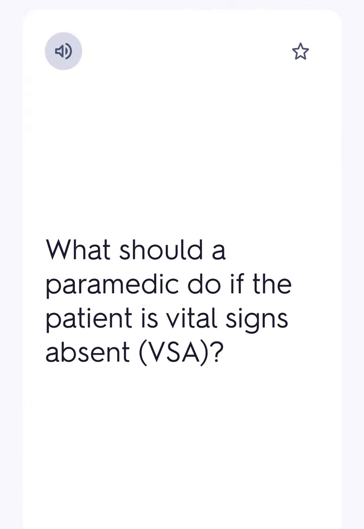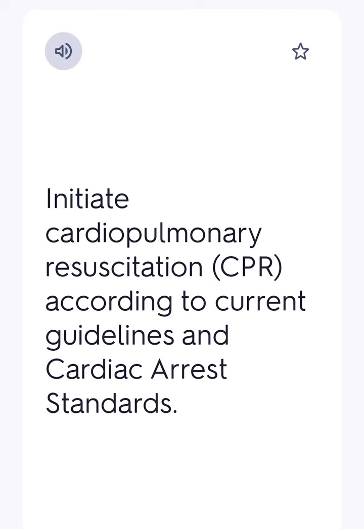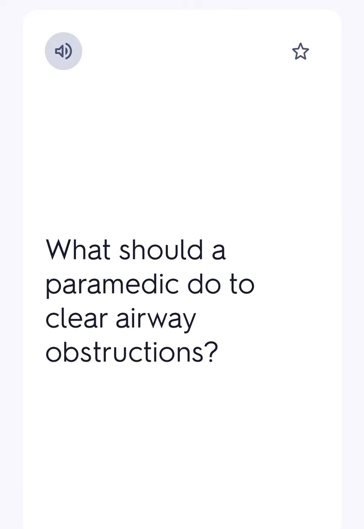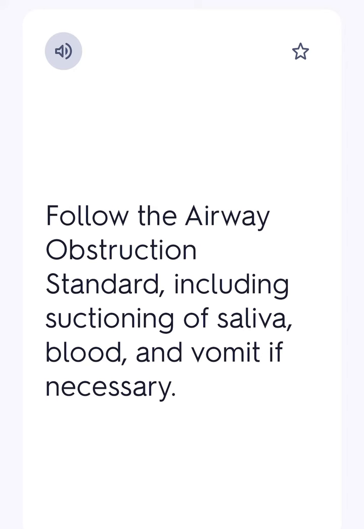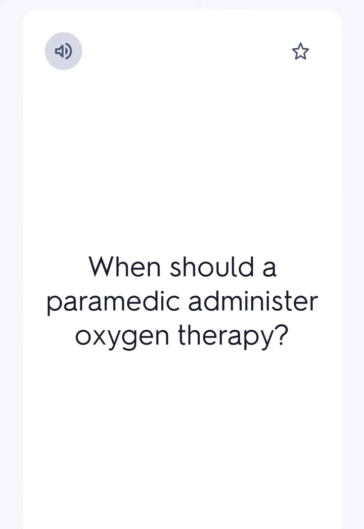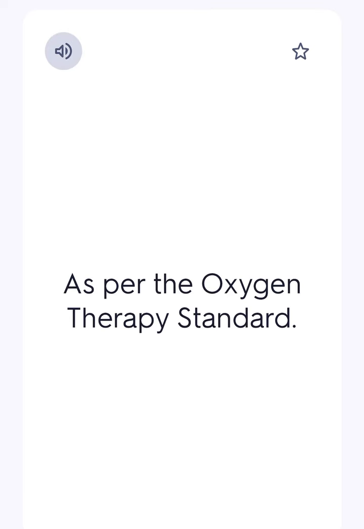What should a paramedic do if the patient is vital signs absent? Initiate cardiopulmonary resuscitation according to current guidelines and cardiac arrest standards. What should a paramedic do to clear airway obstructions? Follow the airway obstruction standard, including suctioning of saliva, blood, and vomit if necessary. When should a paramedic administer oxygen therapy? As per the oxygen therapy standard.